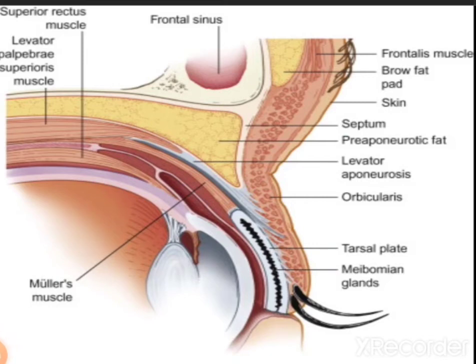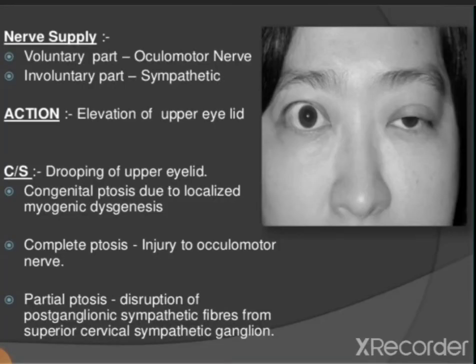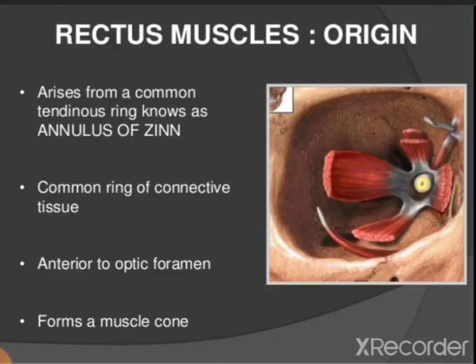Here we can see the levator palpebrae superioris muscle, and the different laminae of the LPS. Then the nerve supply. The voluntary part is supplied by the oculomotor nerve and the involuntary part by sympathetic nerve fibers. As the name indicates, the action of this muscle is elevation of the upper eyelid.